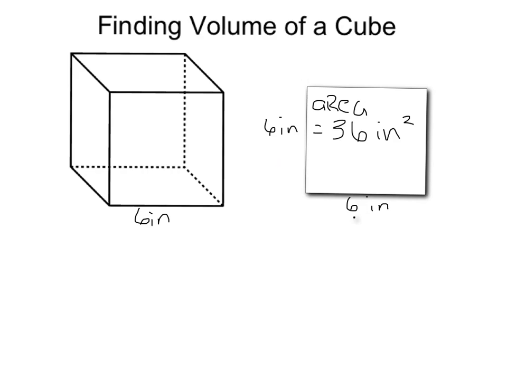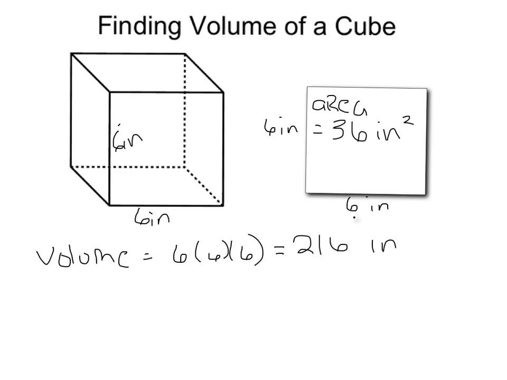To find the volume, we're going to multiply the area of the base times our height, which again in this case is going to be another 6 inches. So the volume here of our cube is going to be 216 cubic inches, or inches cubed.